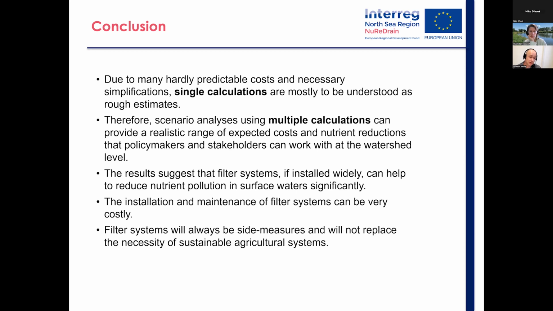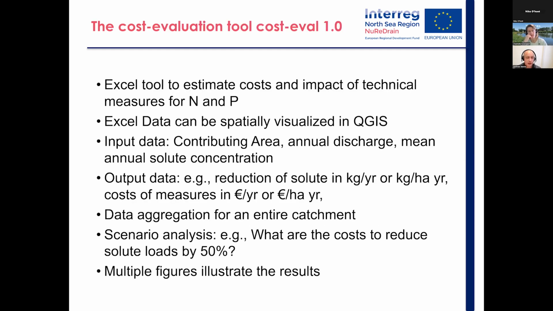And the results suggest that filter systems, if installed widely, could help to reduce the nutrient pollution in surface water significantly. The installation and the maintenance of the filter systems, however, can be very costly. But what also is clear is that the filter systems will always be site measures and will not replace the necessity of sustainable agricultural systems. That we should always keep in mind.